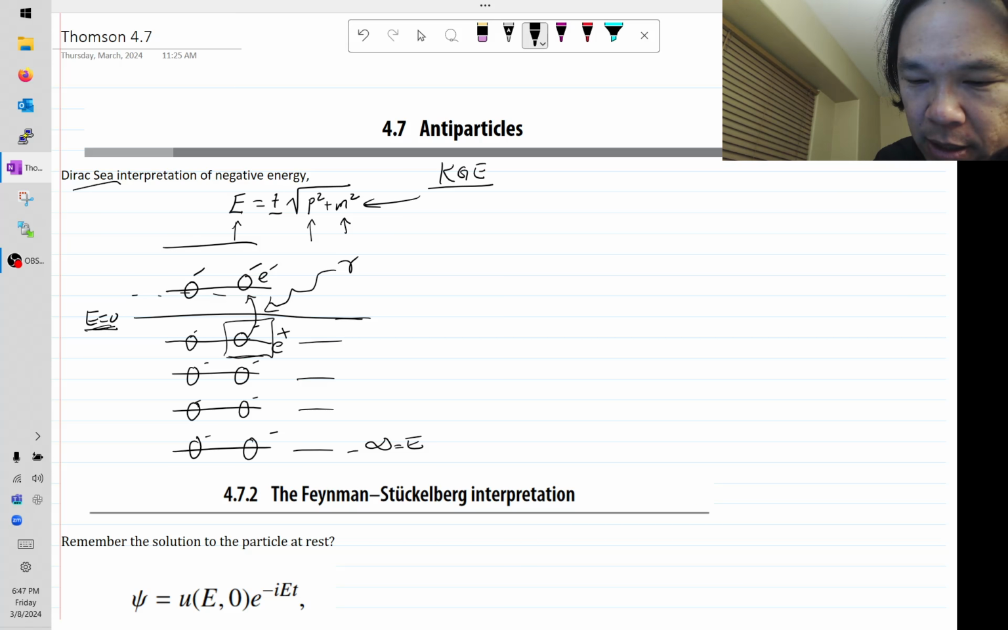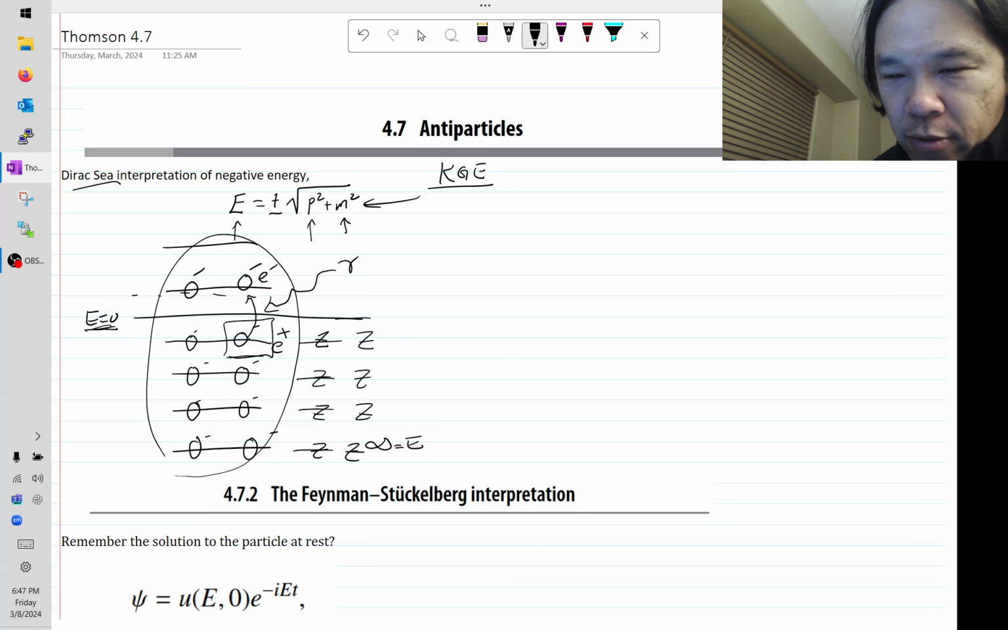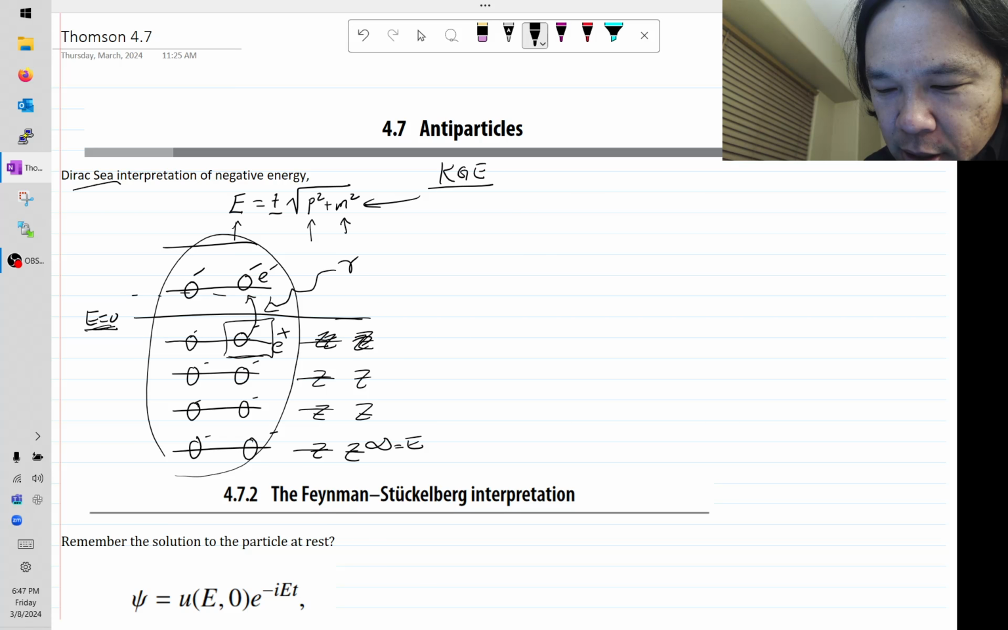Another problem is that this kind of works for fermions, okay? But what about bosons? Let's say you have some spin 1 particles, so maybe the Z boson, right? That could have a negative energy state, right? These Z bosons, unlike fermions, don't obey the Fermi exclusion principle. You can have as many bosons as you want in one state.